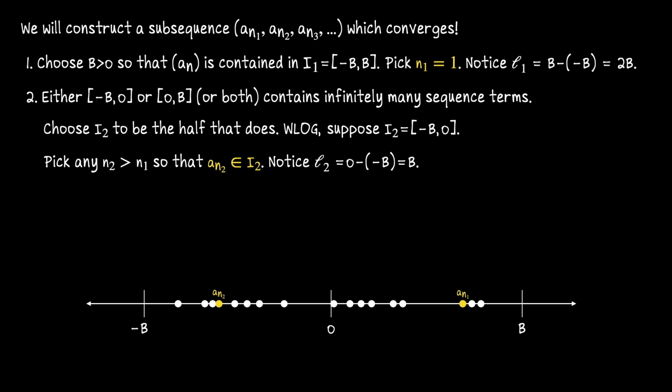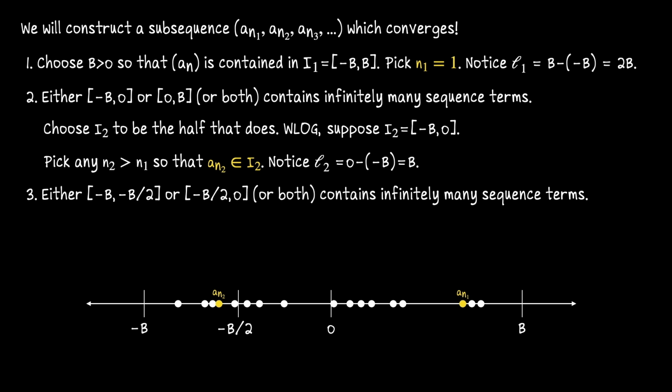So let's take I sub 2 and chop it in half. In the illustration, that's happening at negative b over 2. Once again, one of the two halves, or maybe both, must contain infinitely many terms from the sequence. Because if that wasn't the case, you'd arrive at a contradiction. When you glue them together, I sub 2 would only have finitely many terms from the sequence. Choose I sub 3 to be a half of I sub 2 that contains infinitely many sequence terms. In my illustration, I'm going to imagine that's going from negative b over 2 to 0.